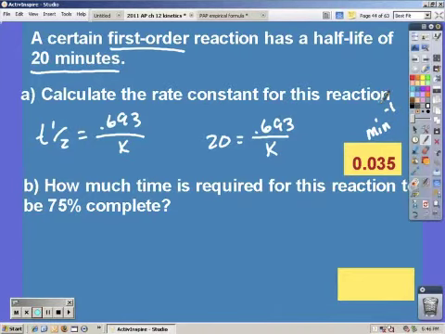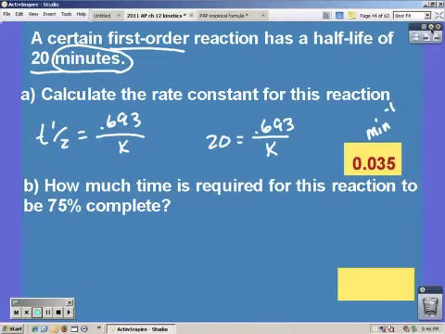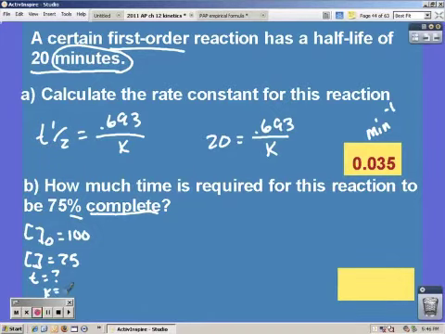Okay, for the second part, it's asking how much time is required. If it asks how much time is required, then we're going to need to use our integrated rate law, which we saw a few minutes ago. If it is 75% complete, since we're dealing with percent, we have 100% to start with. It's 75% complete, which means 25% is unreacted. Time is what we're looking for, and k is from part A, 0.035.